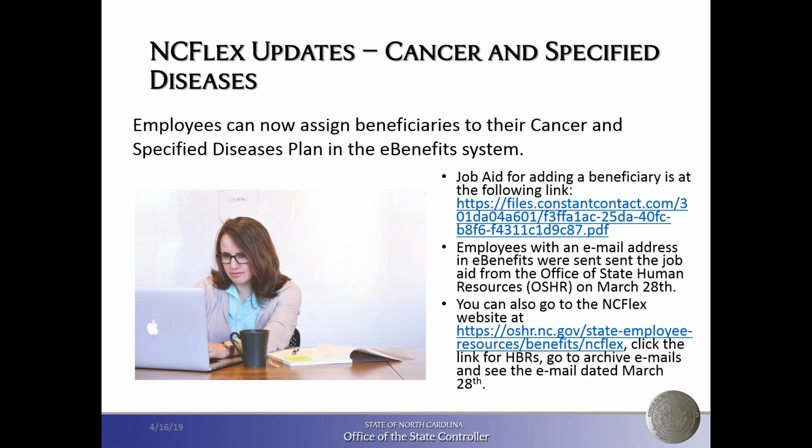There is a job aid for adding a beneficiary to the plan, and that's the link to the job aid. The employees with an email address in e-benefits were also sent an email with the job aid attached to it, and that email went out on March the 28th. And you can also go to the NC Flex website and click on the link for the HBRs, and then go to the archived emails, and you'll see the email that's dated March the 28th with that job aid attached, so that you can get to it that way as well.